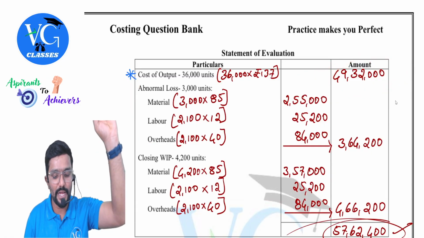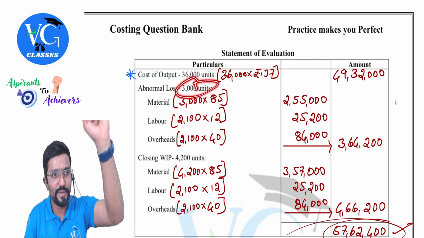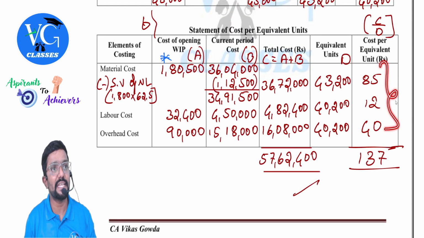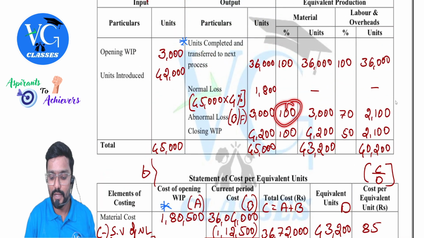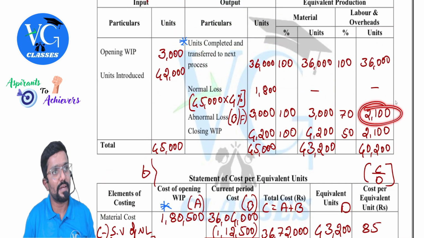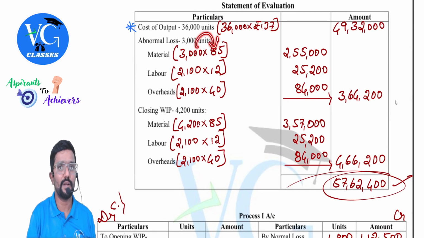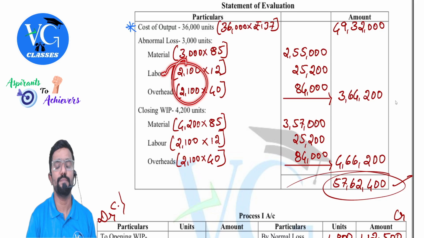For abnormal loss, please be careful. 3000 is actual units. But for calculation, you need to take equivalent units. Because whatever cost we have calculated here is for actual units or equivalent units? Equivalent units. So for material, how much, sir? 3000. For labor and overhead, how much, sir? 2100. Multiply with the respective cost. 3000 into 85 for material. For labor, 2100 into 12. For overhead, 2100 into 40. Clear? What I took here is not actual units, but equivalent units. Why? The simple logic is, this is the cost per equivalent unit.